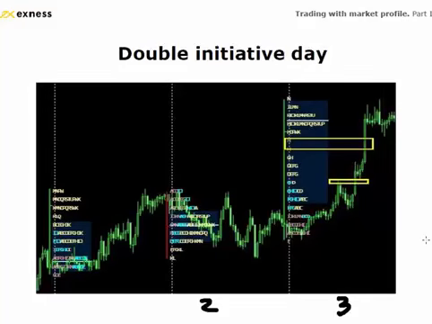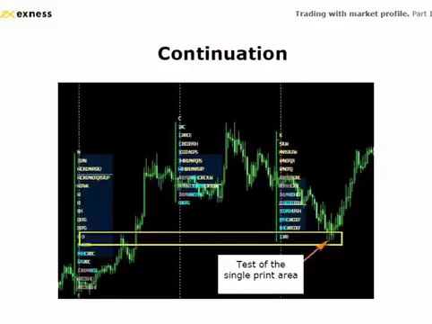Well, day number 3 can be called a trending day with double or triple initiative activity, or a double or triple initiative day. We can build a level of rejection by the first bar or candlestick from the day of the breakout, which is shown here. Can we build this level using a candlestick chart only? Absolutely, but when you see the market profile, you capture these levels much more accurately.